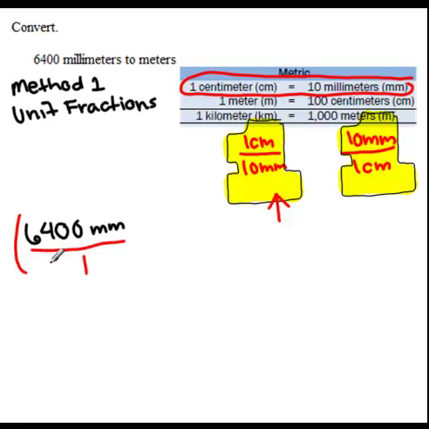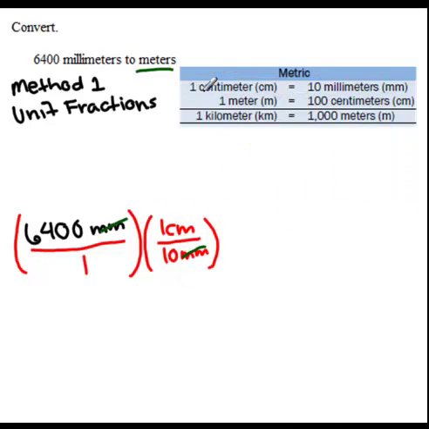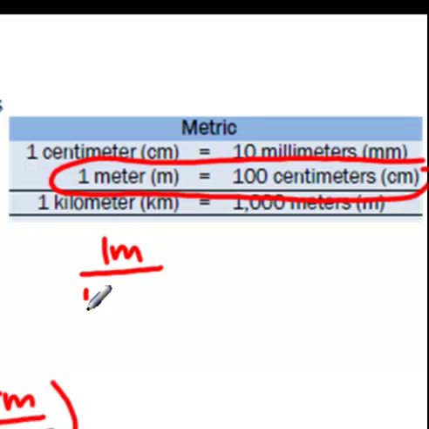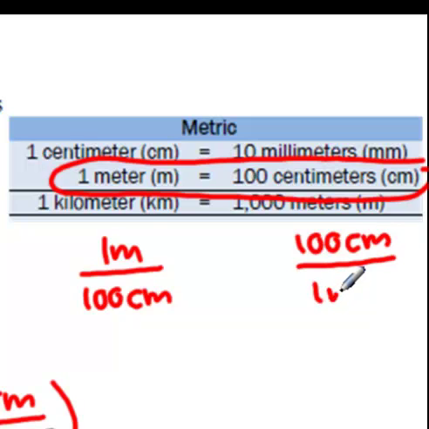So we'll take this and multiply by 1 centimeter over 10 millimeters, and then our millimeters will cancel. We'll be left with centimeters, which is not quite what we want. We want meters, so we're going to do this again. Now we want to get from centimeters to meters, and so we're going to use this fact right here that 1 meter is equal to 100 centimeters to make a unit fraction. 1 meter over 100 centimeters, and 100 centimeters over 1 meter.